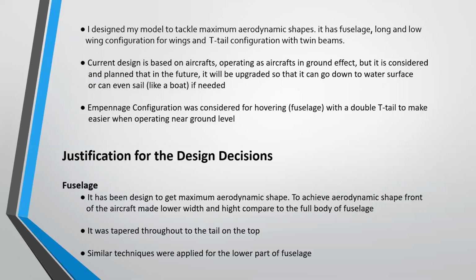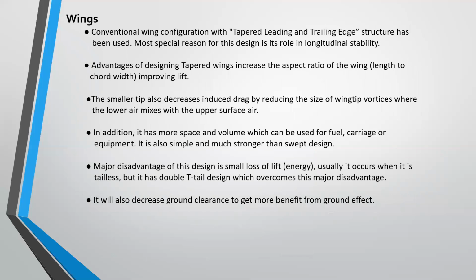My justification for this design: the fuselage has been designed to get maximum aerodynamic shape. To achieve this, the front of the aircraft is made lower in width and height compared to the full body fuselage behind. It was tapered throughout to the tail on the top, and a similar technique I applied for the lower part of the fuselage as well.